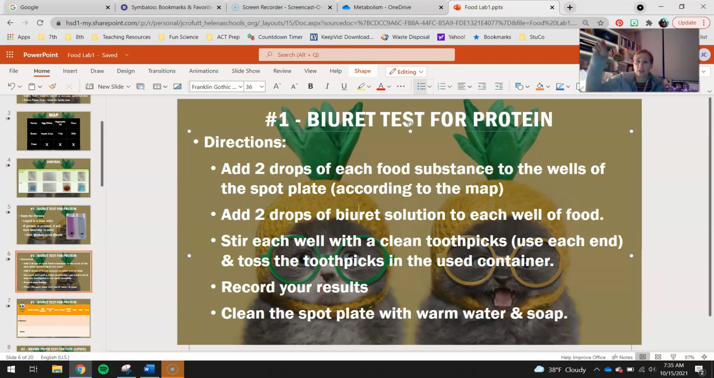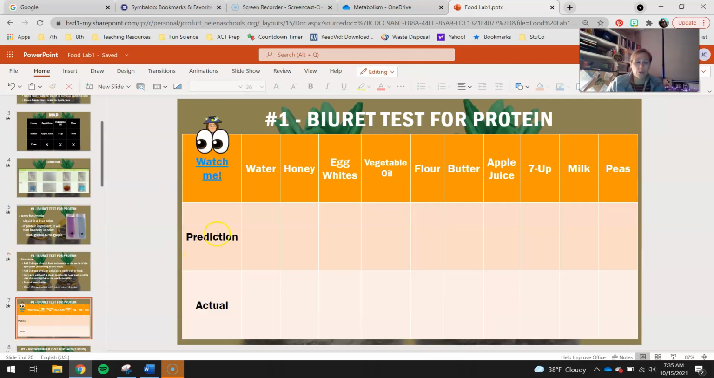So what you are looking for at home is what those substances look like before I added the Biuret and after. Remember, if they turn purple, protein is present. So I'm going to go ahead and show you how to record this. The first thing you need to do before you watch this video with your results is make a prediction. So you will click.